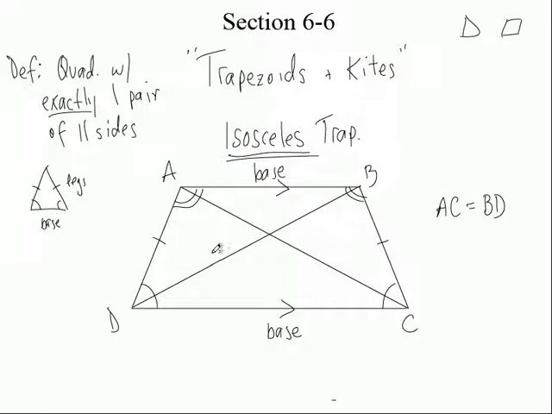So there's a lot of stuff we know about this trapezoid. We know the base angles are equal. So these two down the bottom are equal. These two up at the top are equal. We know the consecutive interior angles are supplementary. So we know this and this add up to 180.